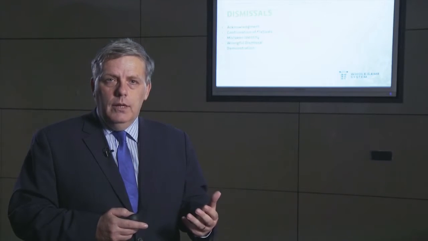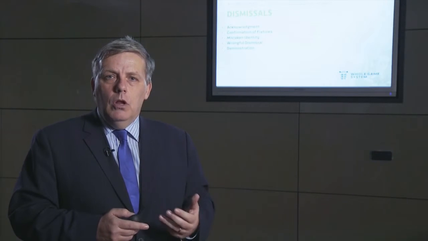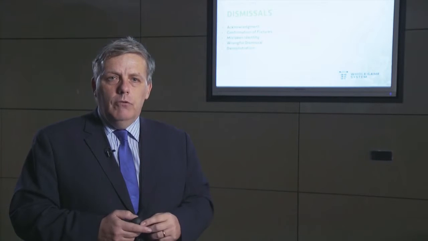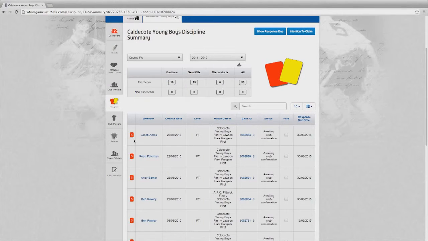So occasionally you will want to lodge a claim either for mistaken identity or a wrongful dismissal where you believe that the referee has made an obvious error. You can do that online. And in addition, you can upload any evidence that you wish to be used in your claim for a wrongful dismissal. Here we're going to acknowledge a dismissal.